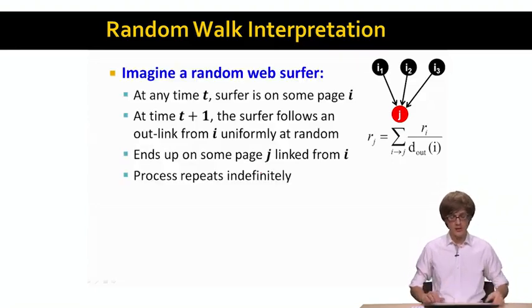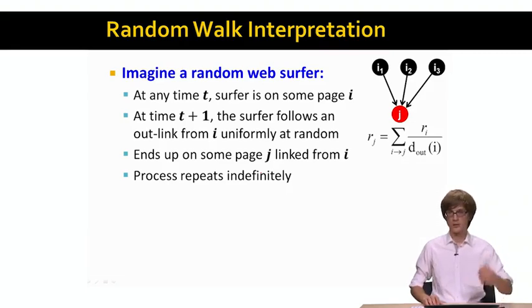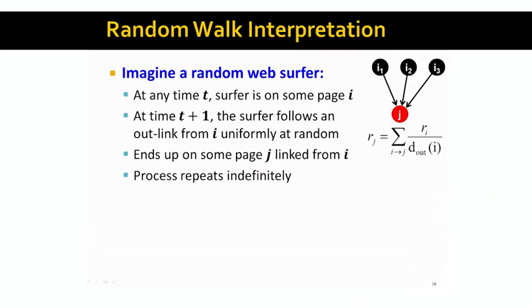So the idea is that at some given time t, the surfer is at some node i, and in the next time step, at time t plus 1, the surfer will follow an outlink from i and choose this outlink uniformly at random out of all the outlinks of node i. Okay? And then now the surfer is at node j, so at time t plus 1 the surfer is at node j, and again looks at all the outgoing links of node j and follows one of them at random.